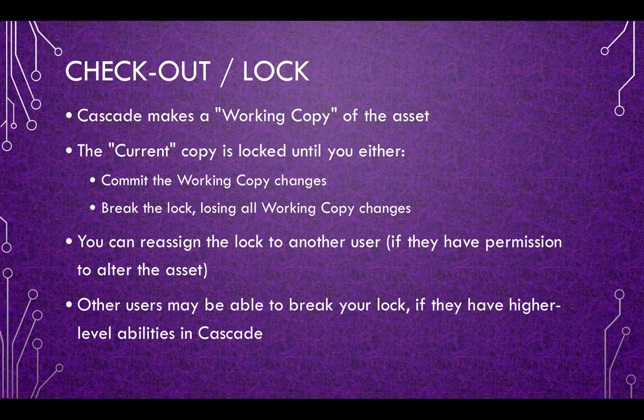So after you submit something, that becomes the current version. The current version is the last submitted version of a page or a file. So when you check out or lock an asset, Cascade makes a working copy, and then the current copy is locked until you either commit the working copy changes, meaning you submit the changes you make to the working copy, or you can also just break the lock, in which case you will lose any changes that were made on the working copy.